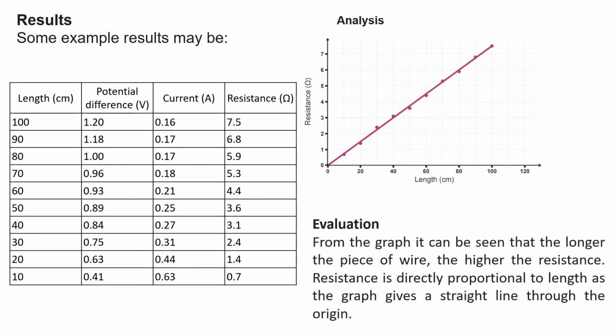And the evaluation from the graph, you can see that the longer the piece of wire, the higher the resistance. Voila! So therefore, we clarify that resistance is directly proportional to its length, and the graph gives us a straight line that goes directly through the origin. There cannot be any resistance if there is no current flowing. It is as simple as that, guys. It's got to go through the zero.